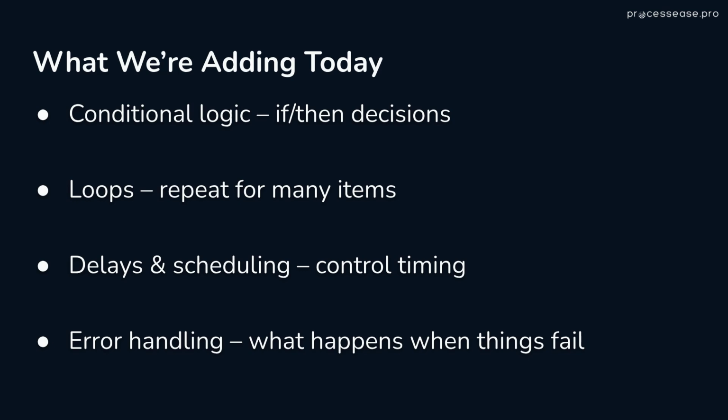Today, we're adding critical layers of intelligence: conditional logic for if/then decisions, loops to repeat actions, delays and scheduling for timing control, and error handling for when things fail. These are the real-world upgrades. They help you control outcomes and control risk.